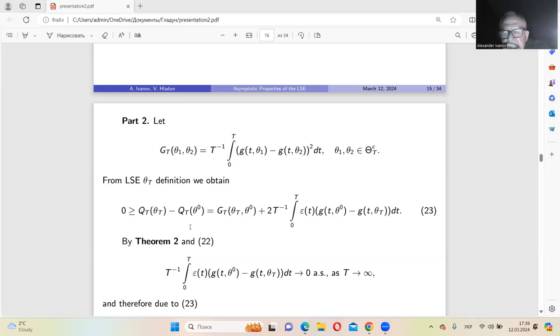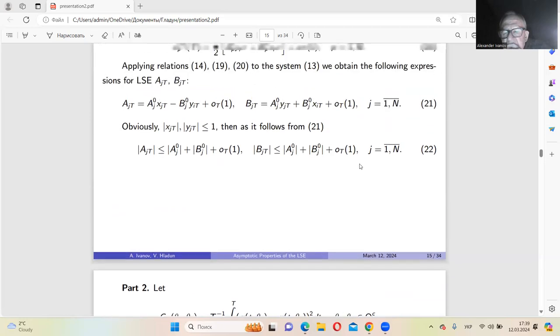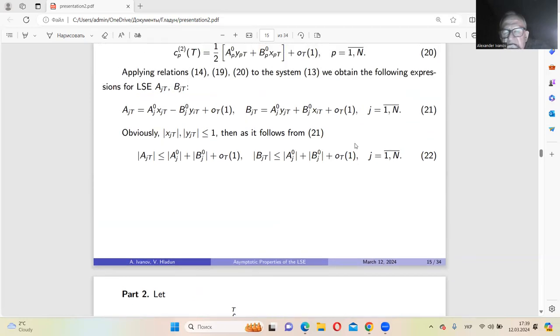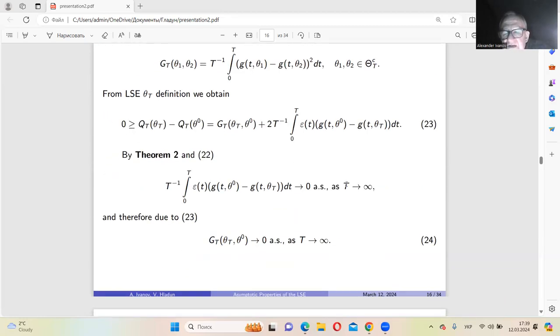And by theorem two and inequalities 22, it's not so difficult to prove that the second summand tends to zero almost surely as t tends to infinity. It's not necessary to consider this term further.